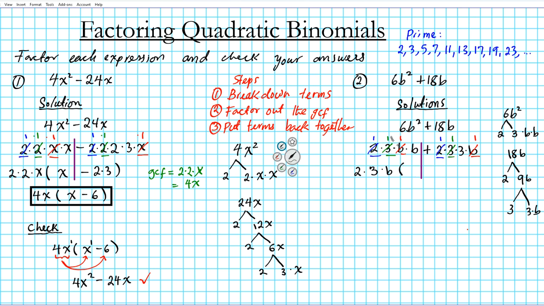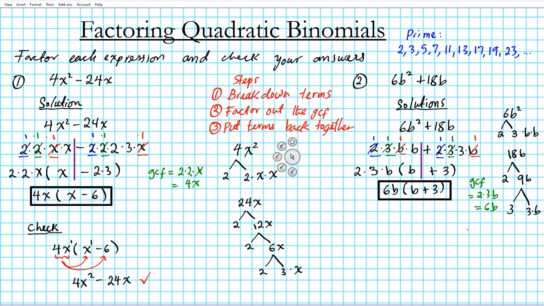So what are we left with? 1 times 1 times 1 times b is just b, plus 1 times 1 times 3 times 1 is just 3. Bam. We can see here that the GCF is the term that we factored out, which is 2 times 3 times b. The GCF in this case is 6b. Now, step number 3, put terms back together. 2 times 3 times b is 6b, times b plus 3. All right, ladies and gentlemen, that is our final answer.